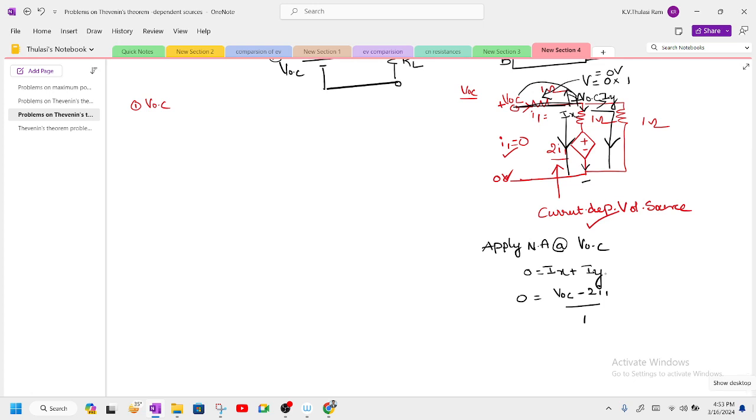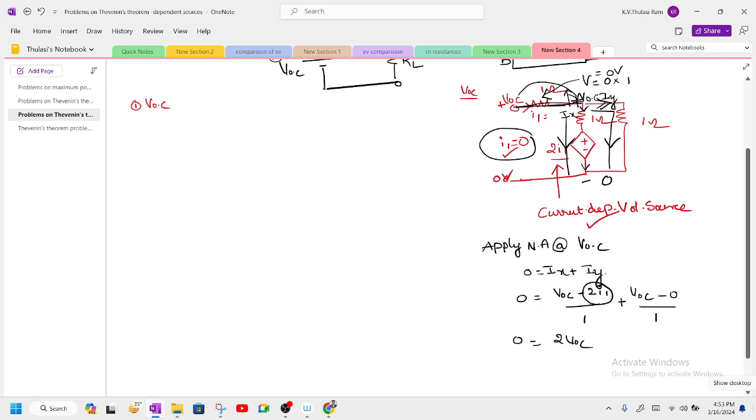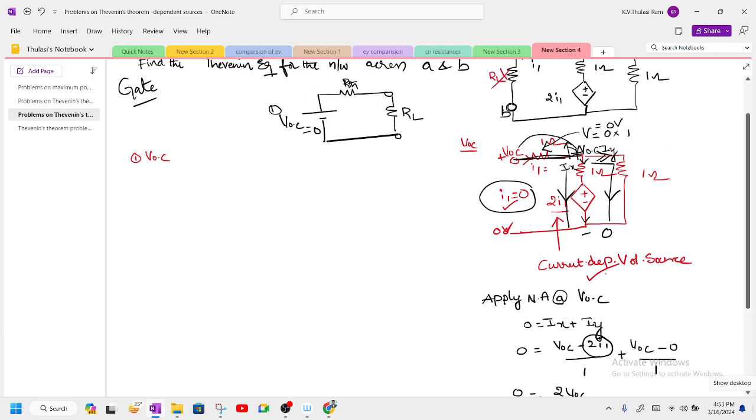Next, I want to write down the current Iy. Iy is equal to the leaving current, VOC minus 0 divided by 1. When you see here, it is already very clear that since it is open circuit, I1 will become 0 and this term will become 0. So 0 is equal to VOC plus VOC, which is equal to 2 VOC. Therefore, VOC is equal to 0 volts. Now we have successfully found the open circuit voltage, which is 0 volts.